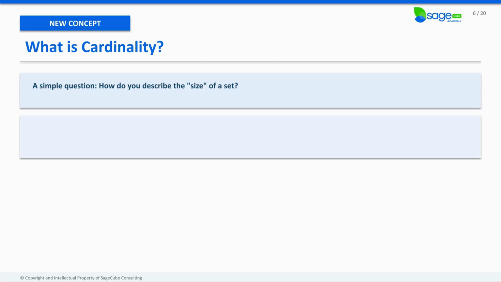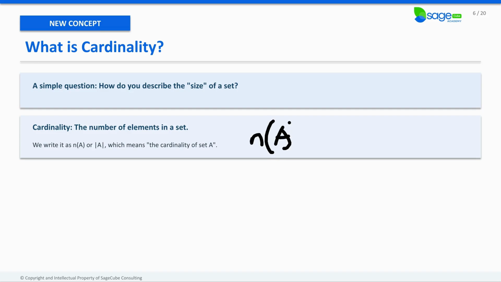So cardinality is simply the number of elements in a set. We write it as what? n(A), this way, or some textbooks also write it as |A|, right? So you're looking at the number of elements in set A.